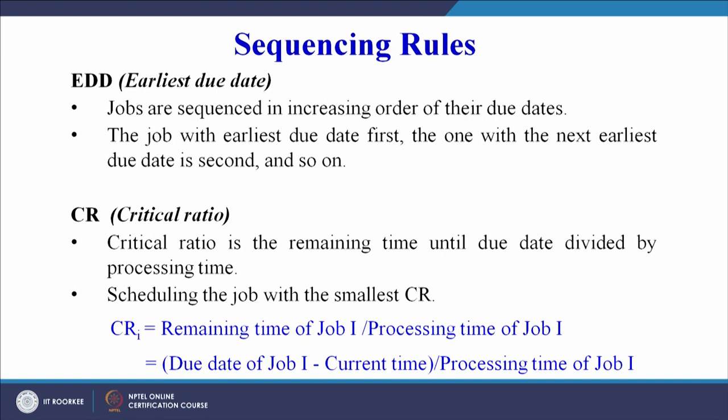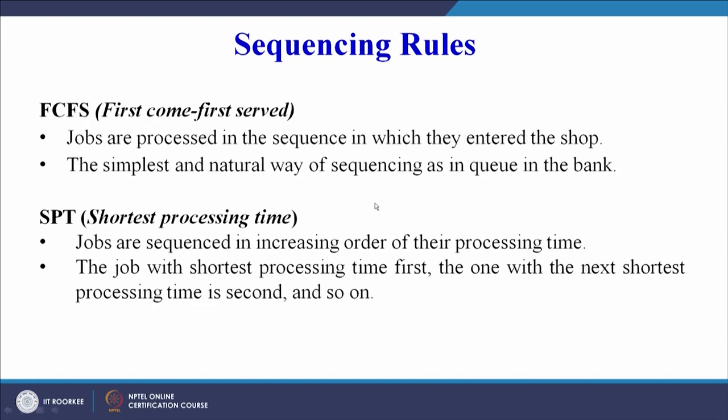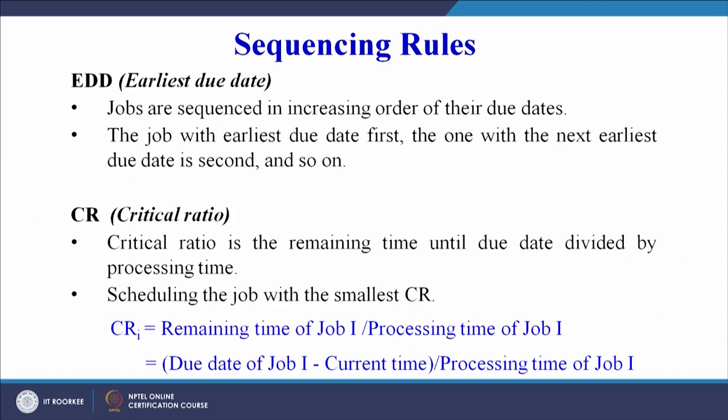Whichever job has the earliest due date, we will do it first, and whichever has the latest due date, we will do it later. So we are arranging them in increasing order of the due dates. In the previous slide, we saw that with the shortest processing time we also arrange in increasing order, the shortest time first and the longest time later. Similarly, with due dates, we focus first on those jobs which have the earlier due date, and the jobs which have a later due date, we will focus on later.